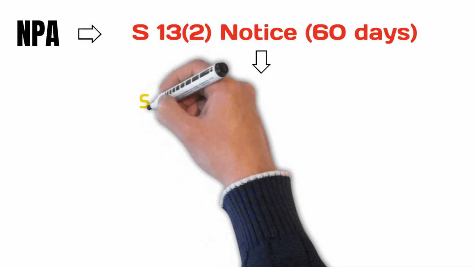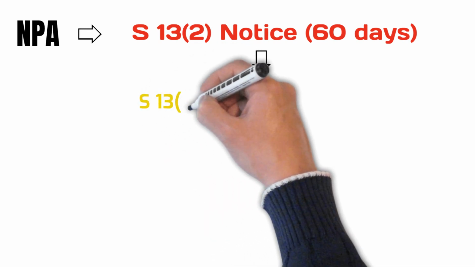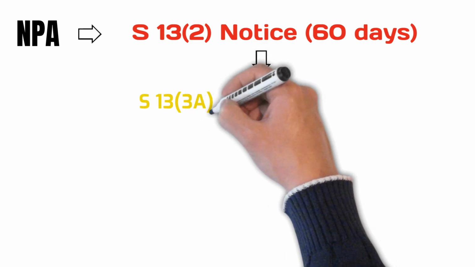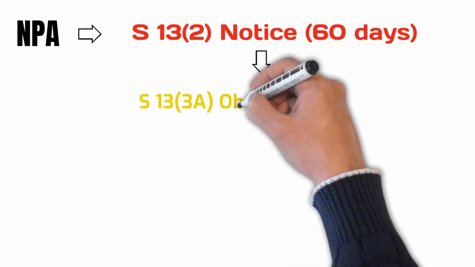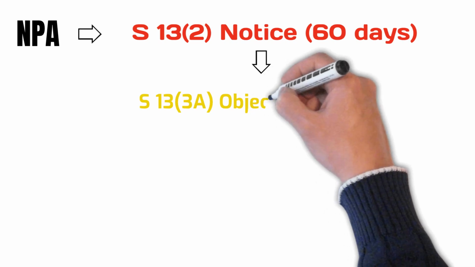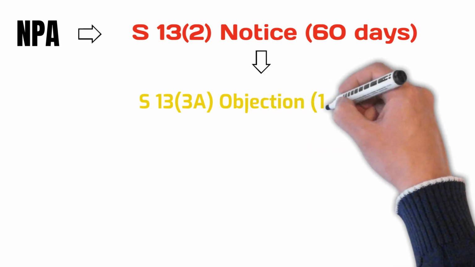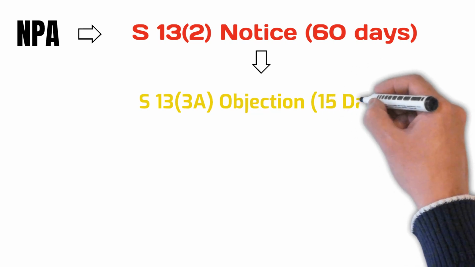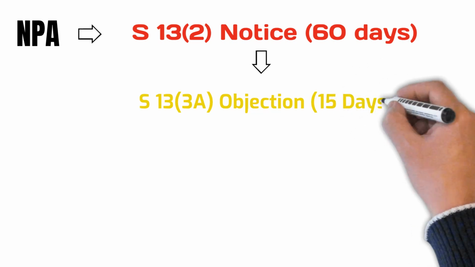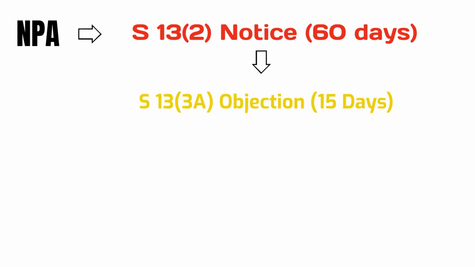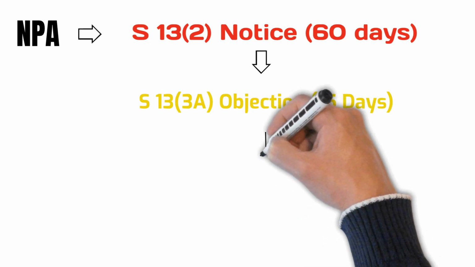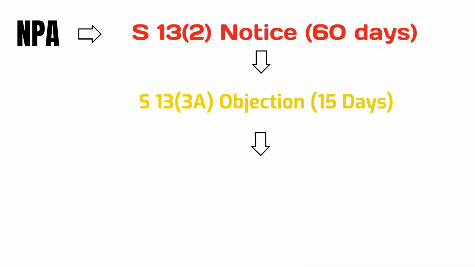Step 2. The 15-day representation. What is it? Under Section 13(3)(a), if the borrower raises an objection or representation against the 13(2) notice, the bank must consider it. If the bank rejects the objection, it must communicate the reasons to the borrower within 15 days of receiving it. Remember, this rejection notice does not give the borrower right to approach the DRT yet.